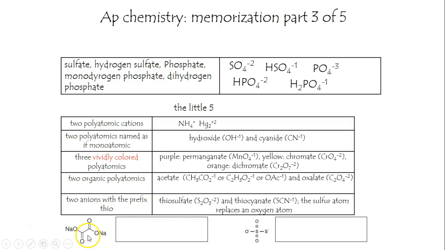Hey, that looks like that diacid with no carbons in between. That looks like an oxalate. Yeah, this would be sodium oxalate. You're probably not wrong if you said disodium oxalate. And this S2O3 -2, that must be the thiosulfate. This completes AP Chemistry Memorization Part 3 of 5.